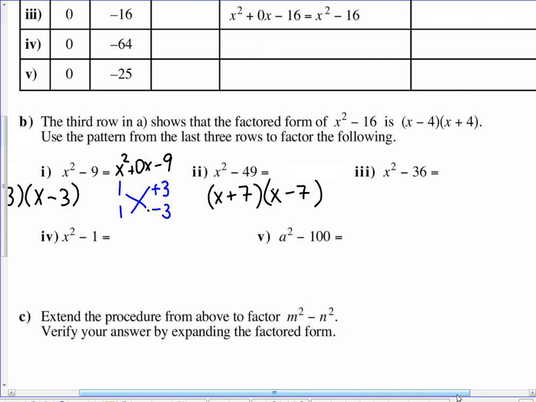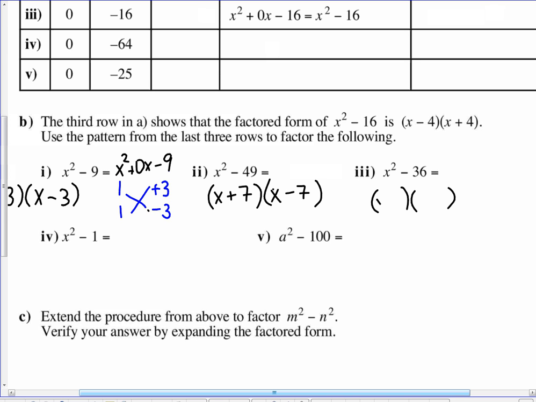Wait, does it matter which one goes first? No, it doesn't matter the order. So you could have written x minus 7, then x plus 7. Hey, that's the easiest question I've ever done. Difference of squares are the easiest to factor, yes. You just go straight to factor.